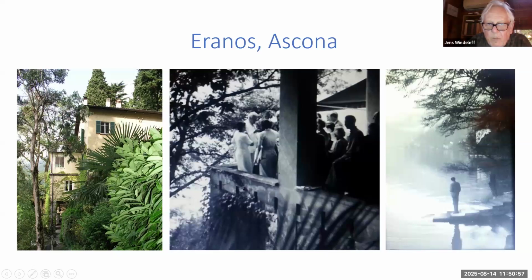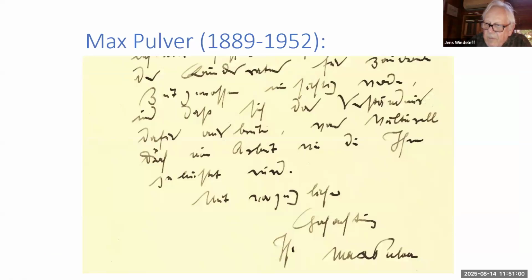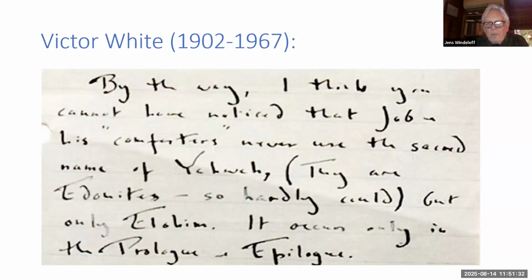One of the participants in these Eranos meetings was Max Pulver, as you know, the graphologist Max Pulver. Here you have his handwriting as a young man. As you can see, it has a lot of form. There's a lot of form energy in this handwriting.